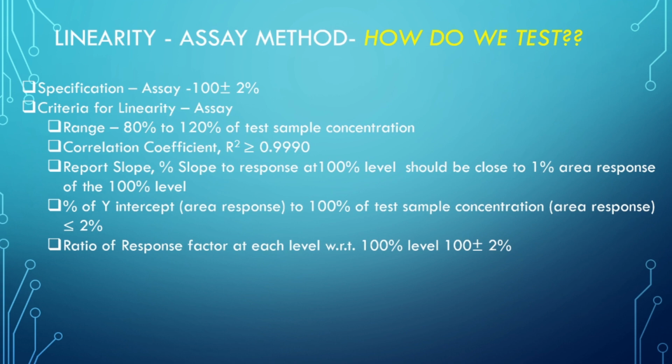So then the y-intercept. Then also we are taking one more test, a ratio of the response factor at each level with respect to the 100% level, which should be 100 plus or minus 2%. This is exactly the specification. In the next slides we are going to explain how we'll calculate all those things.